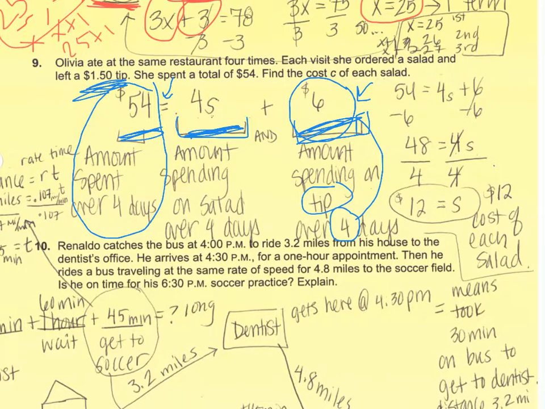That's why we need a variable. She bought salads for 4 days. So 4 goes in front, and then S. 4 times the cost of a salad, right? So now we have our equation, and we solve for S. S is 12. So each salad costs $12.